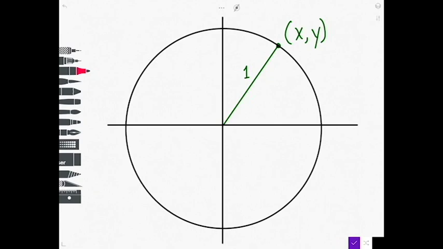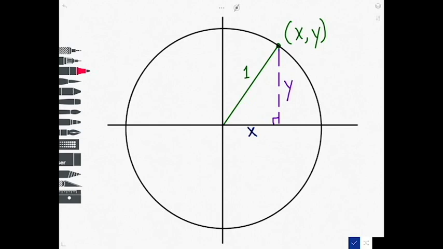And then what I'm going to do here is create a right triangle. I'm going to drop down a vertical line here to make a 90-degree angle. And so now I have a right triangle. The height of this right triangle is just whatever that y coordinate is, because I went up y. That's what the y coordinate means. And the horizontal piece is whatever that x coordinate is.